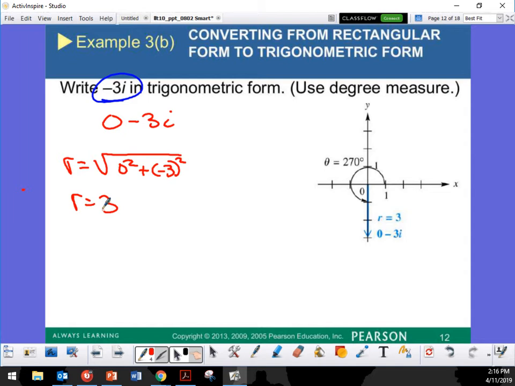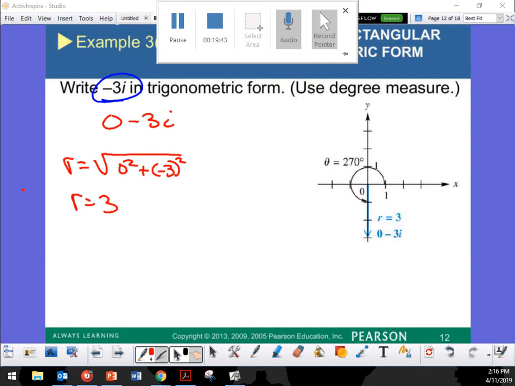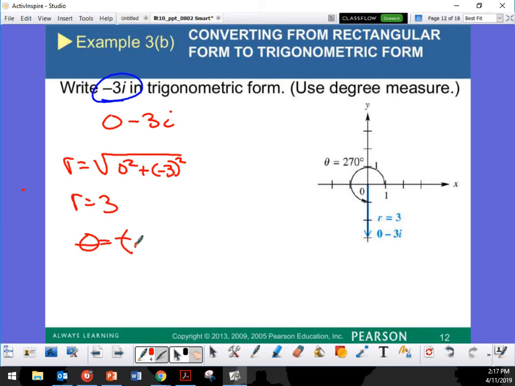Okay, so R is 3. Now we're going to figure out my values. From here, I need to find my theta. Theta equals arctangent of negative 3 over 0.